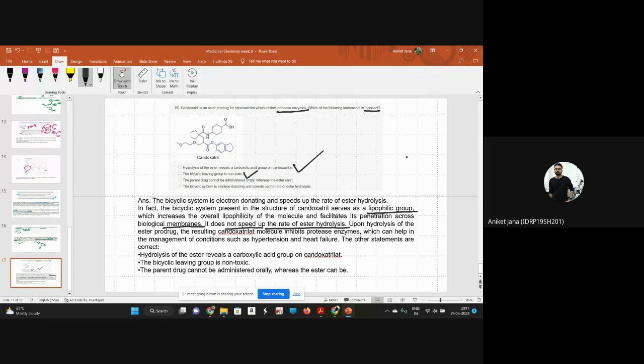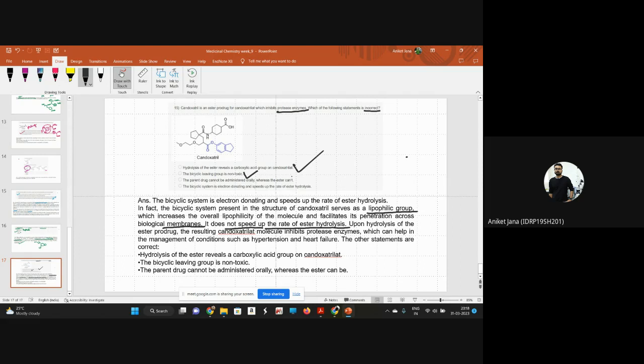Okay, upon hydrolysis of the ester prodrug, the resulting candoxatrilat molecule inhibits the protease enzyme, which can help in the management of conditions such as hypertension and heart failure. The other statements are correct. The hydrolysis of the ester reveals a carboxylic acid group. The bicyclic leaving group is non-toxic. The parent drug cannot be administered orally, whereas the ester can be.